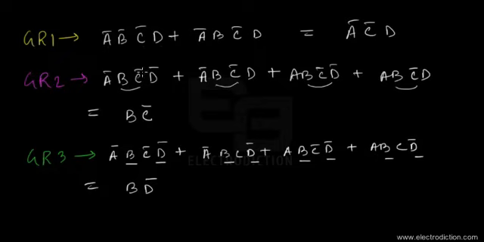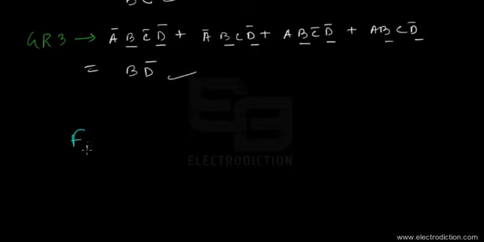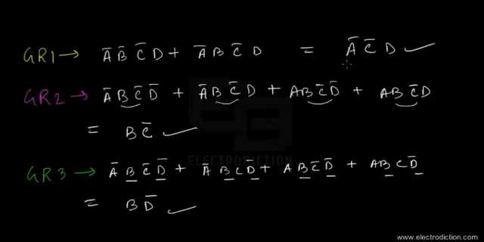Now that we have all the 3 reduced expressions over here, our final expression is given by the symbol F min, and that is obviously equal to the summation of all these product terms that we got as a result of the reduction of all the 3 groups.